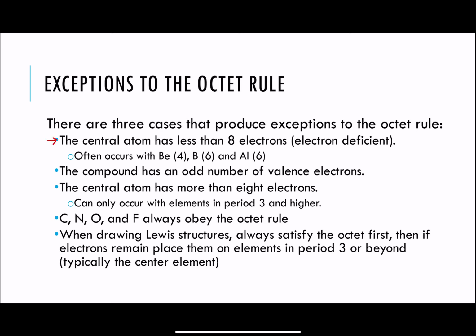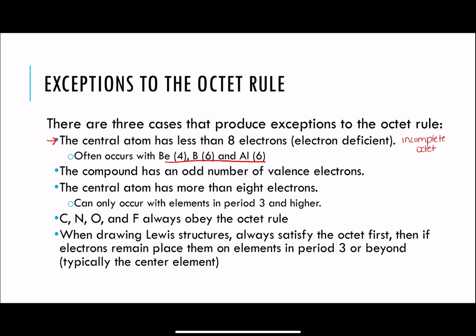So the first one, the central atom has less than 8 electrons. It's said to be electron deficient, or an incomplete octet. That's what your worksheet today is what we're working on. We're looking at incomplete octets and expanded octets. So incomplete is when they're going to have too few electrons. Expanded is when they're going to have extra electrons. And so here are a few elements that you frequently see that happen with: beryllium, boron, and aluminum. You will often see fewer electrons.